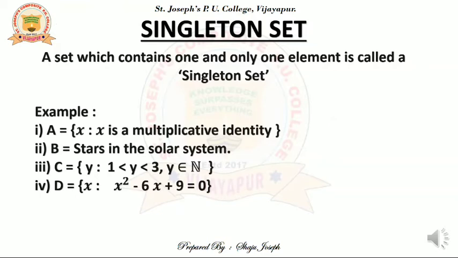So if you write it in roster method, D will look like a singleton set because there is only one element, that is 3.